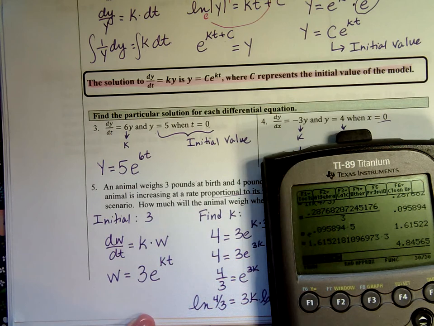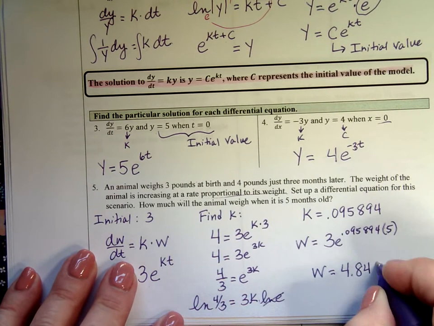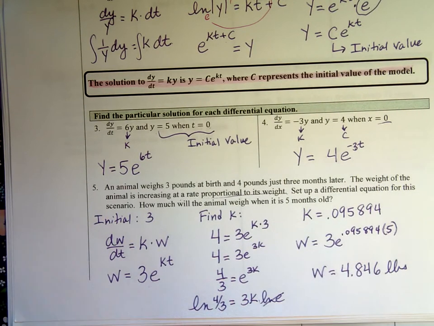So 4.846. The weight is 4.846 pounds. That's how much that animal would weigh after 5 months. And so that's why these crazy differential equations come into play with exponential growth and decay. And that's what this section is all about.